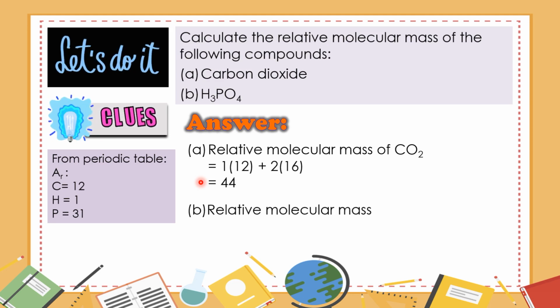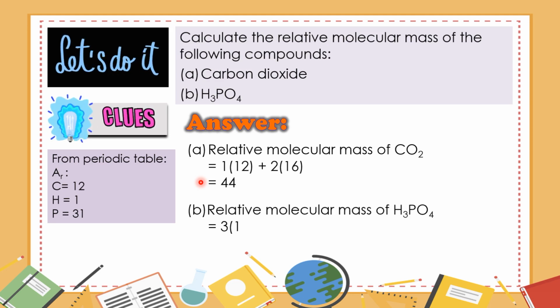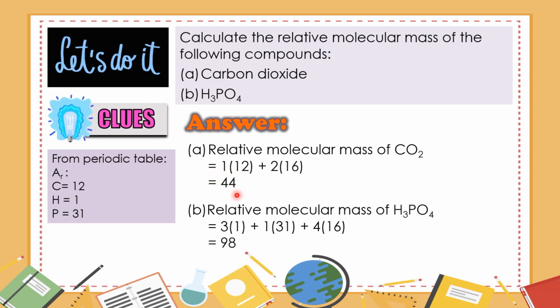Okay, and here is how you can calculate the relative molecular mass of H3PO4. As you can see here, the answer has no unit. Okay, because the question asks you to calculate relative molecular mass. Relative means comparison in terms of mass. So the mass of carbon dioxide and the mass of H3PO4 is already compared to the carbon-12. Therefore, it has no unit.